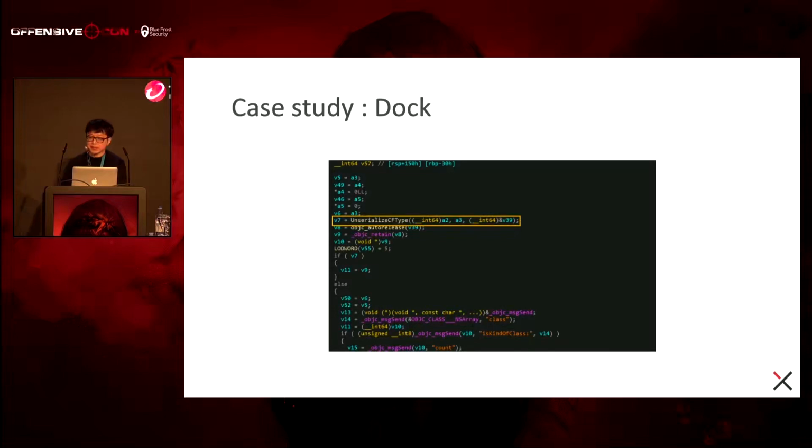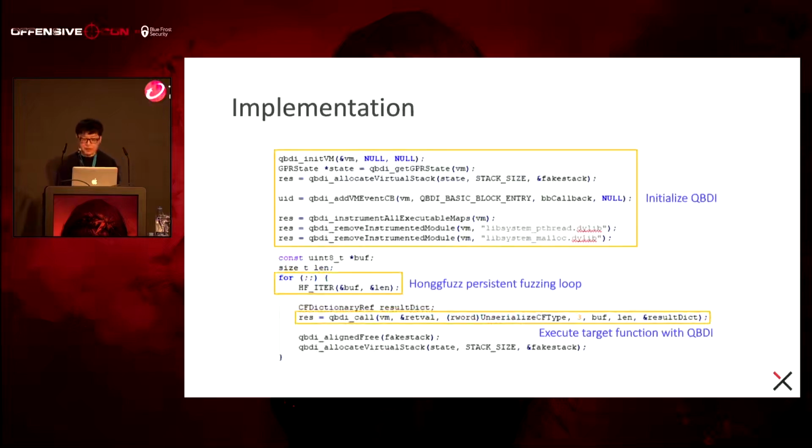I'll do a small case study with the unserialize CF type function that's called inside an IPC function of the infamous doc service. Pierre didn't release the source code of how he implemented the glue between QBDI and Honggfuzz, so I wrote my own version of it. On the upper half, it's initializing the QBDI framework and deciding which library code it's going to instrument. On the bottom half, there's a Honggfuzz persistent loop, which calls QBDI call. That in turn kickstarts the unserialize CF type function call within QBDI's virtual machine.